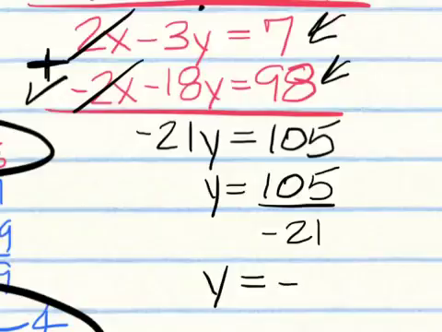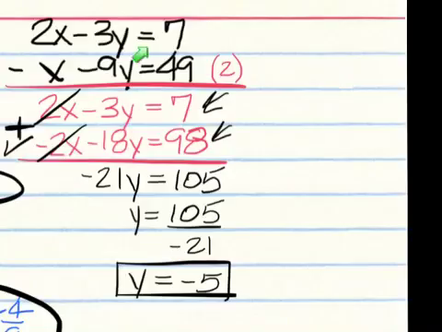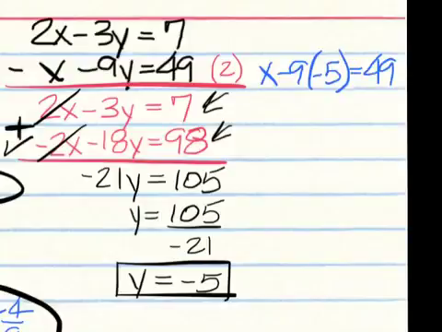Negative 5. Now what was our point on the graph for y? Was it negative 5? Negative 5 sounds familiar. The bottom one looks like it's going to be easier, so we'll plug negative 5 in for y. So x minus 9 times a negative 5 equals 49, and then solve from there. That'll be a plus 45, double negative.